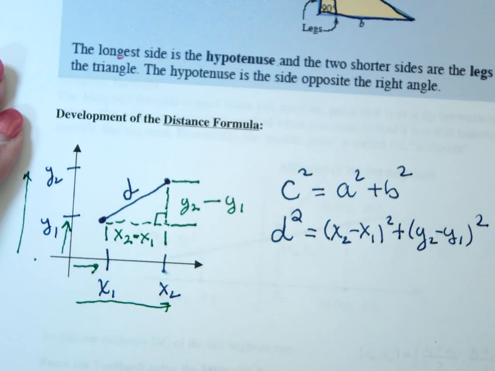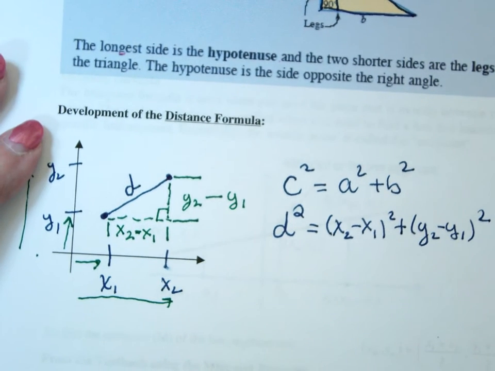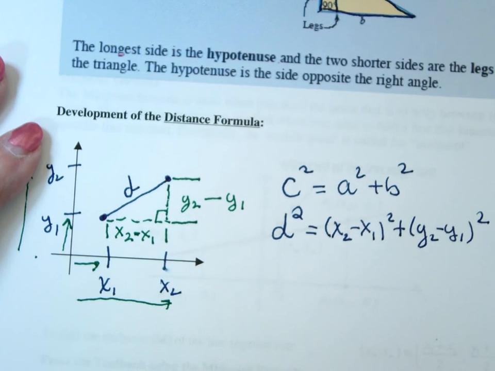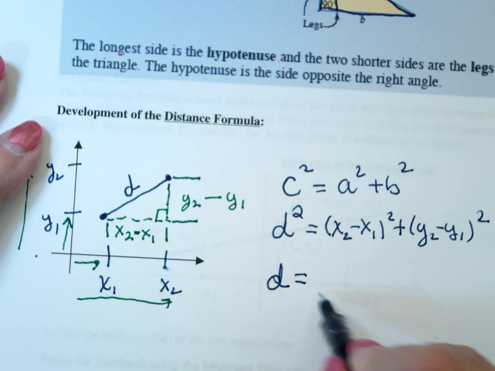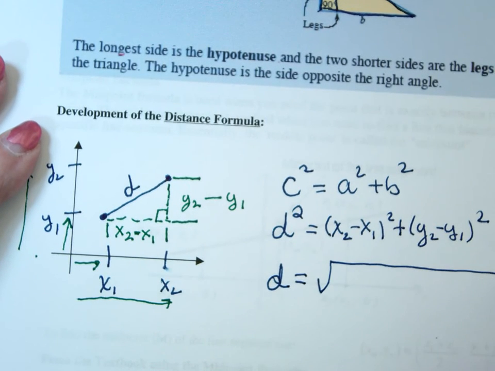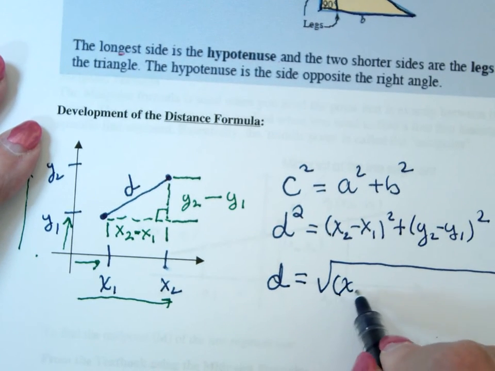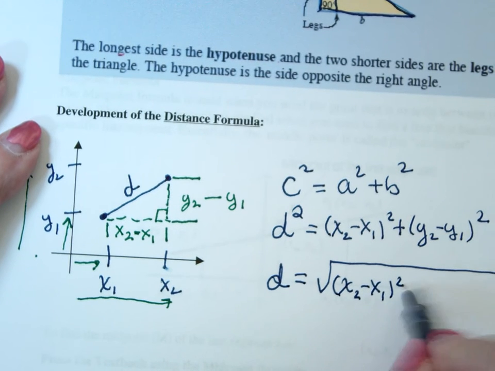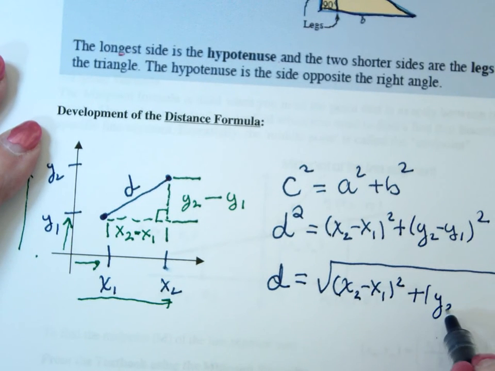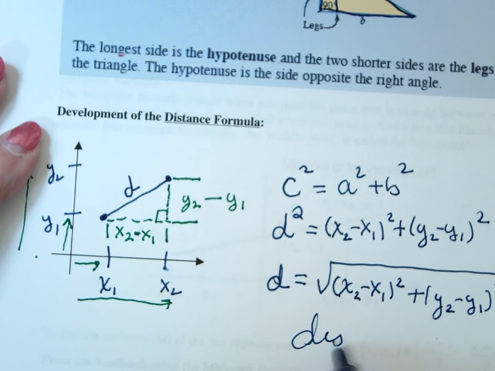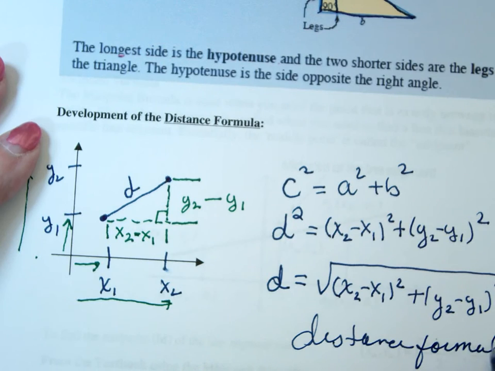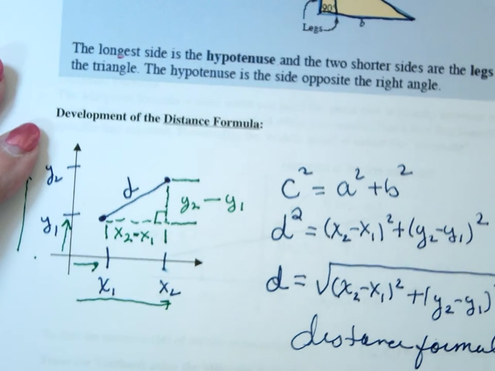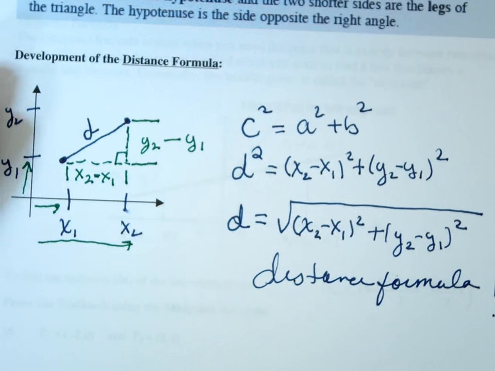But I'm not interested in the distance squared. I'm interested in the distance. So if we take the square root of both sides, we get that D is the square root of (x2 minus x1) squared plus (y2 minus y1) squared. And this we call the distance formula. That's the infamous distance formula.